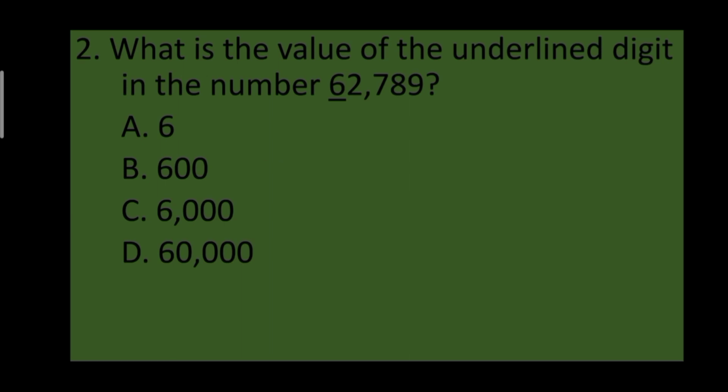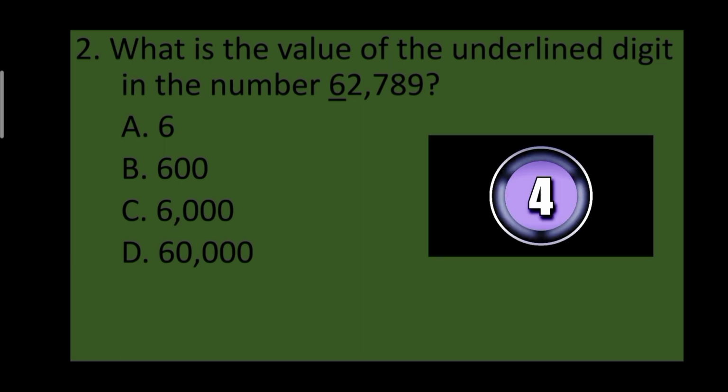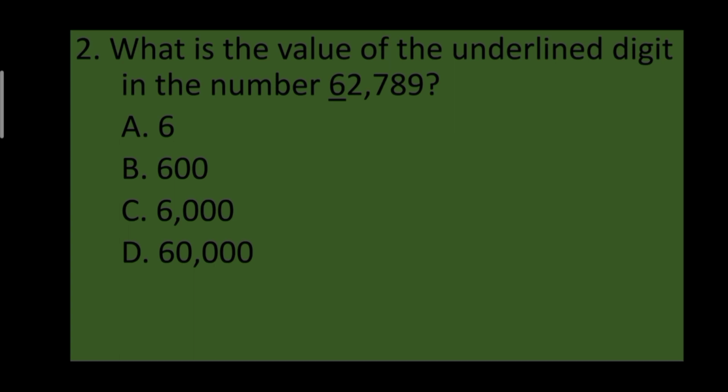What is the value of the underlined digit in the number 62,789? A. 6, B. 600, C. 6,000, D. 60,000. You are incredibly genius if your answer is letter D or 60,000.